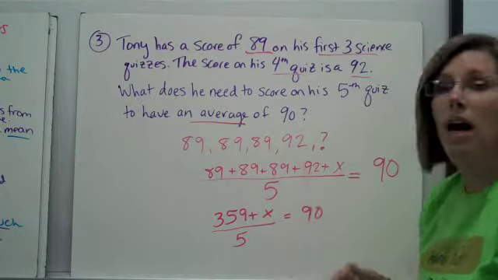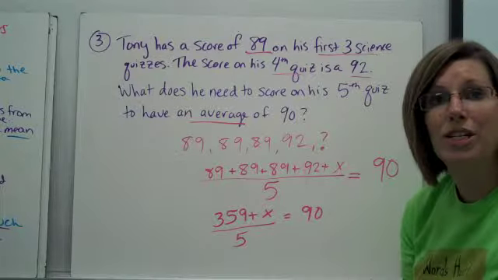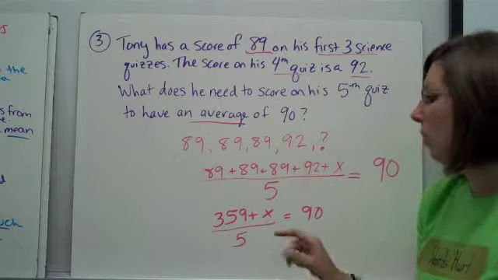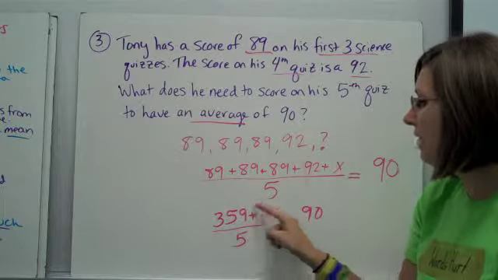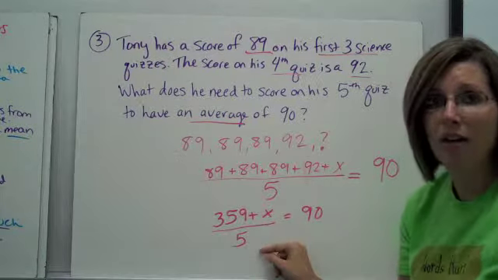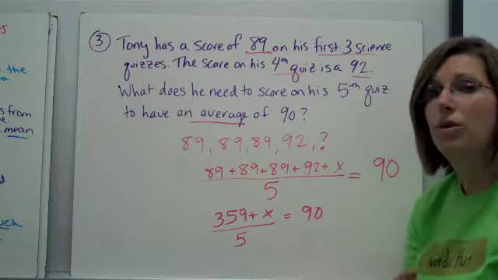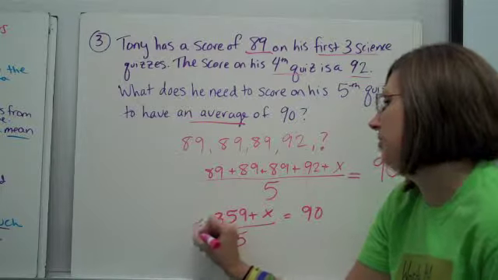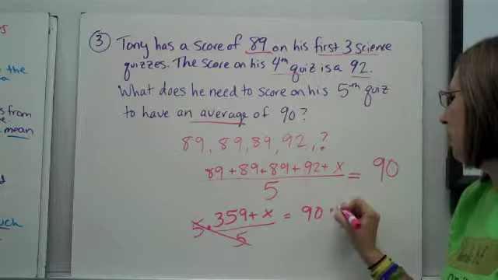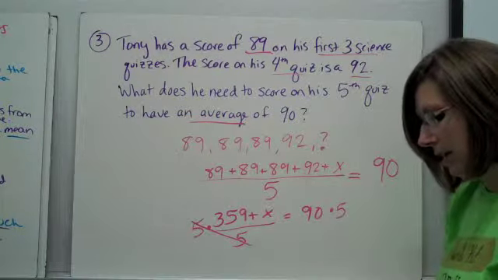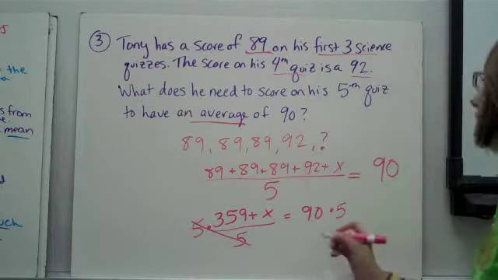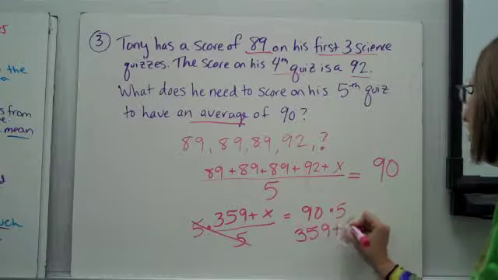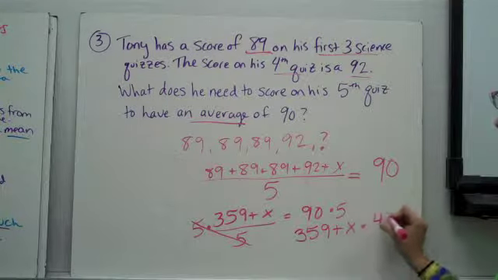At this point, I'm going to use my inverse operations to solve for my variable x. So here, all of this sum is being divided by 5. To get rid of or to undo division, I get to use multiplication. So I'm going to multiply both sides by 5. 90 times 5 is 450. So I have 359 plus x equals 450.